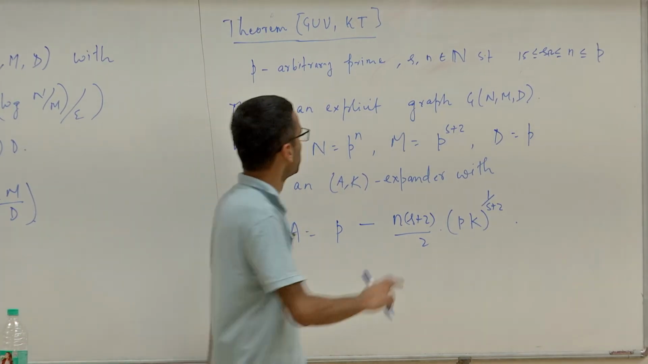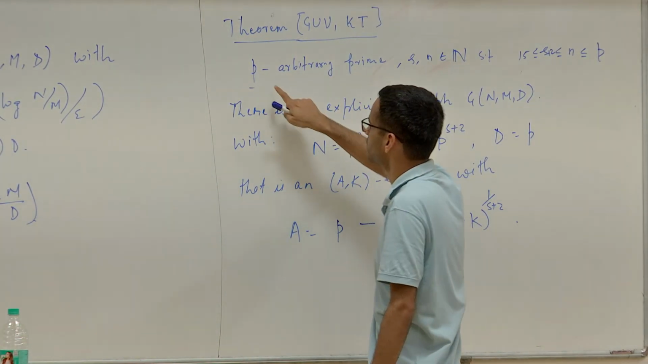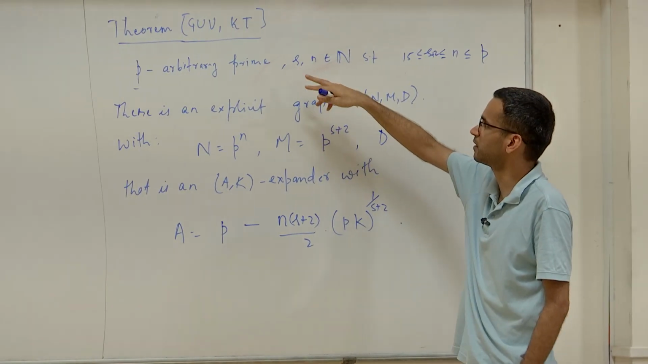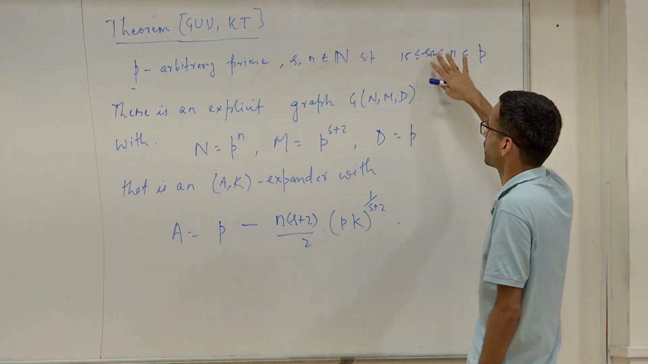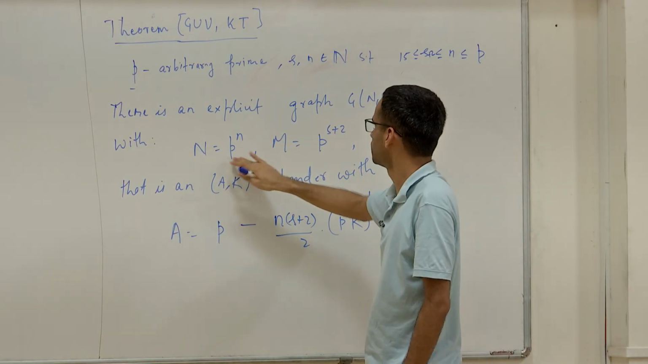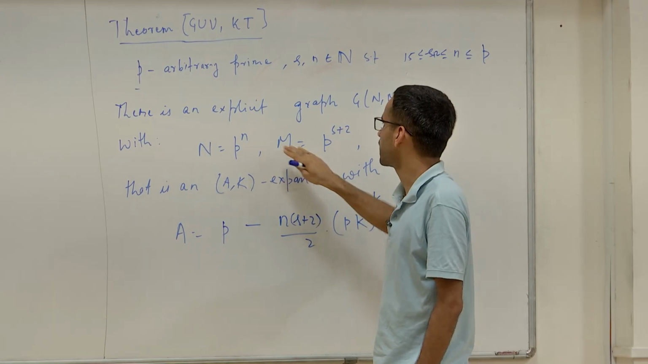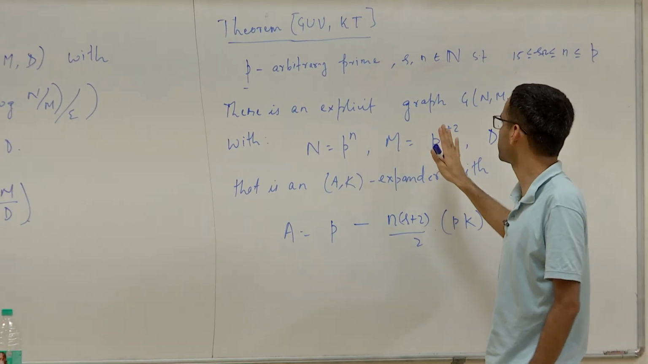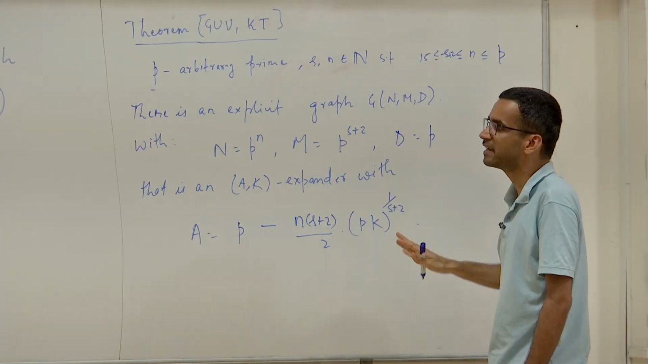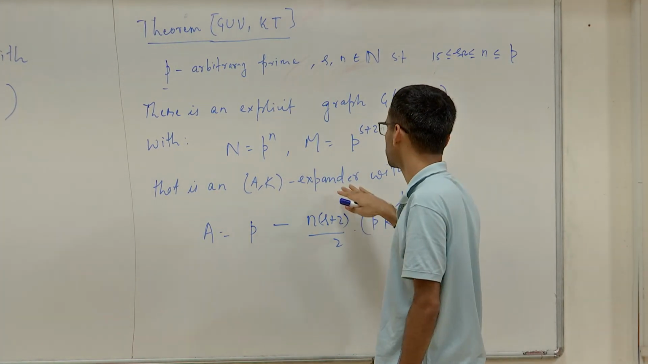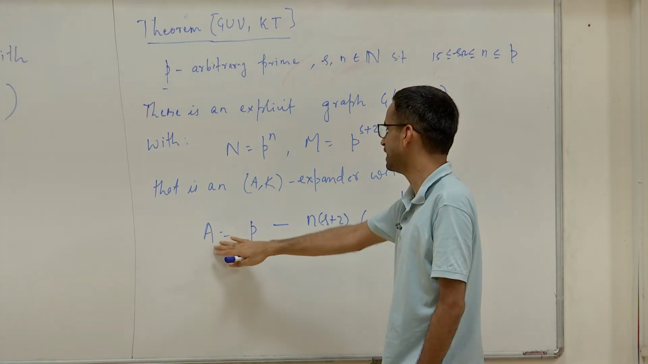So we are going to construct a graph. How are we going to do it? We'll pick a prime p, and pick numbers s and n such that s is smaller than n is smaller than p. Let's forget about the plus 2's here. The left hand side will have p to the n vertices. The right hand side will have roughly p to the s vertices, s plus 2. The degree is going to be p, and this is going to be an (a, k) expander with a being this.